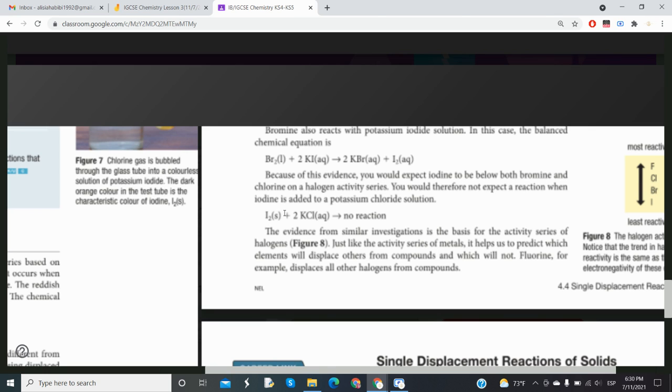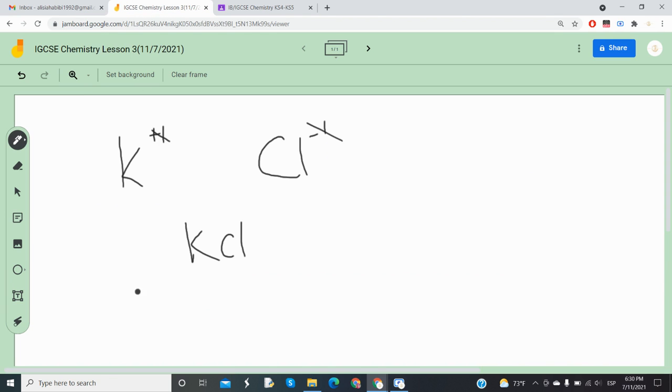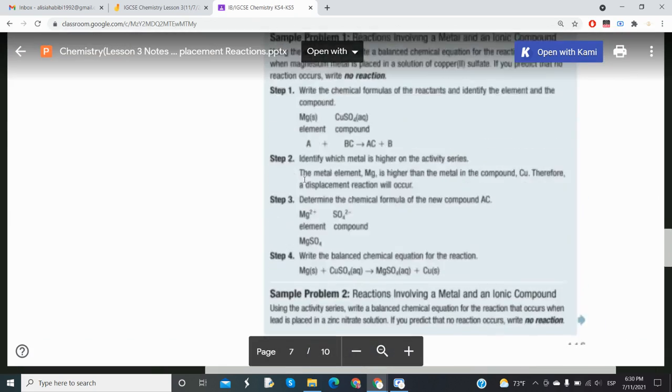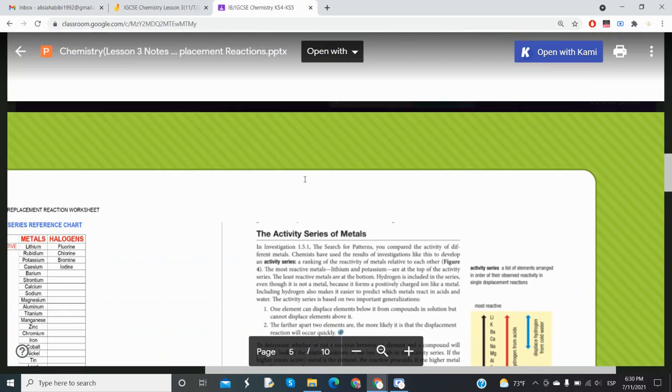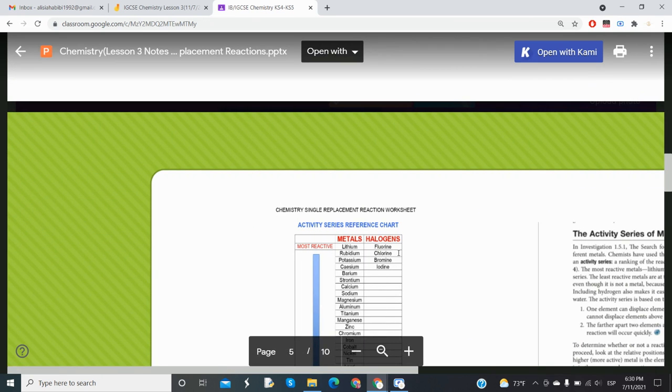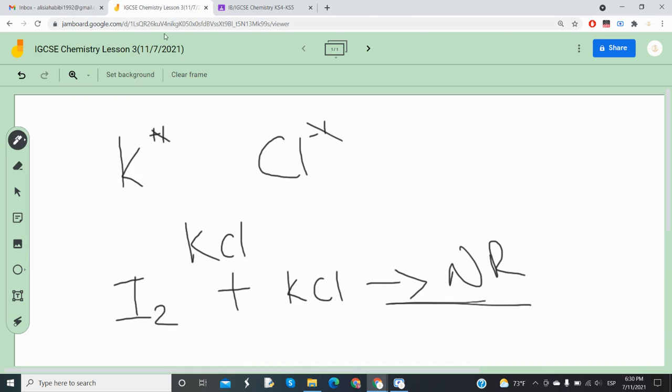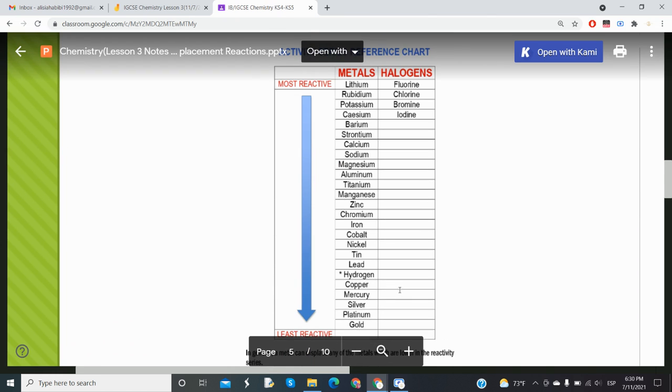But if you look here, in this case where we have iodine reacting with potassium chloride, according to this, there is no reaction. The reason there is no reaction is, if you go back to the activity series, iodine is the least reactive element of the halogen family, so it cannot displace potassium at all. So there is no reaction occurring.